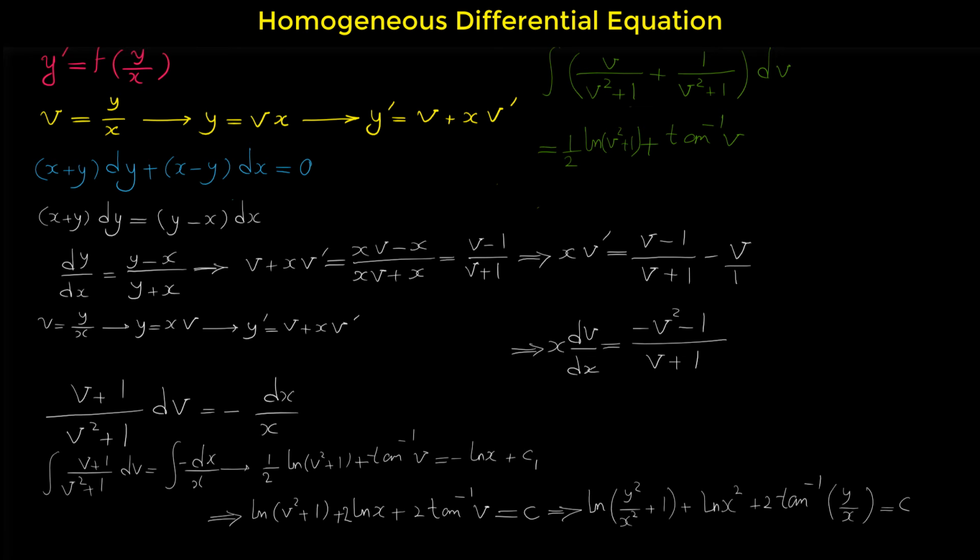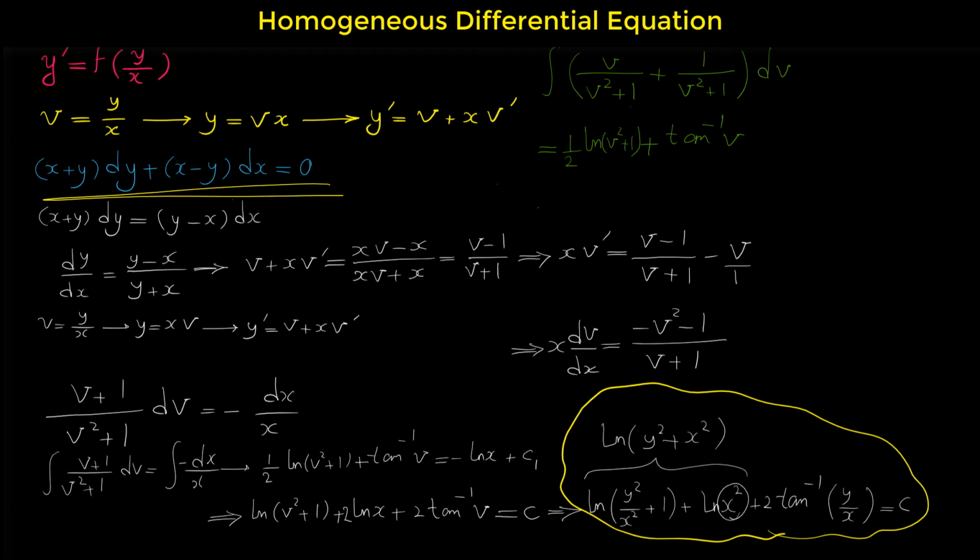Now if we use this property, we can write this as ln of the first expression y squared over x squared plus 1 times x squared. And if we multiply this x squared in the bracket, this x squared and this x squared cancel, and x squared times 1 is x squared. So, combining these two ln's, we get ln of y squared plus x squared. And this is the solution of this differential equation.